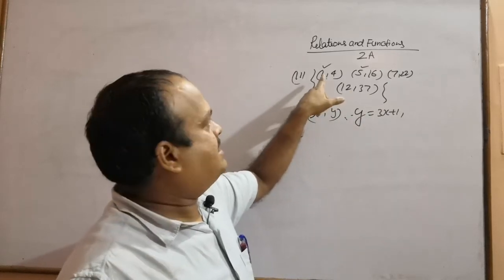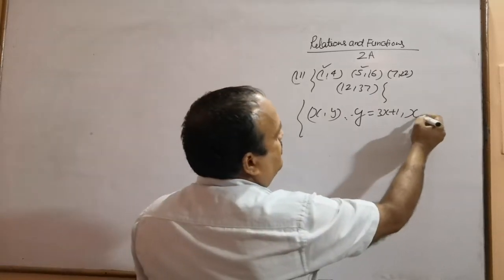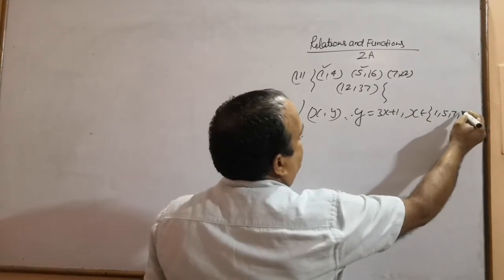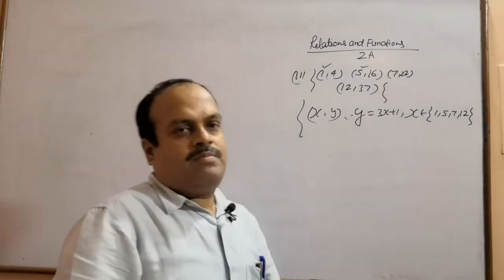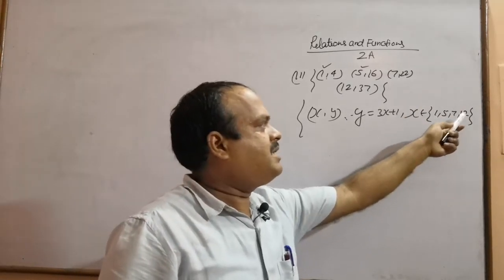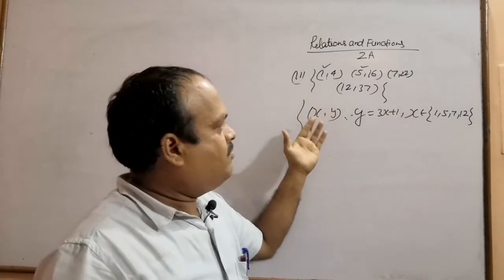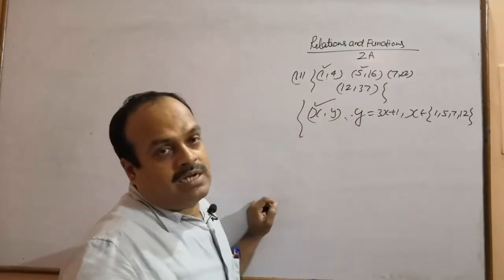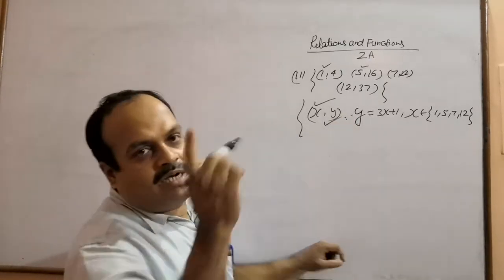The values of x are 1, 5, 7, 12. So we will be writing here where x belongs to the set of numbers 1, 5, 7 and 12. The value of x must be from the set of elements 1, 5, 7, 12. When you give the values of x 1, 5, 7, 12, you will get the values of y as 4, 16, 22, 37. So the collection of the values of x will be the domain and the collection of values of y will be the range of the relation.